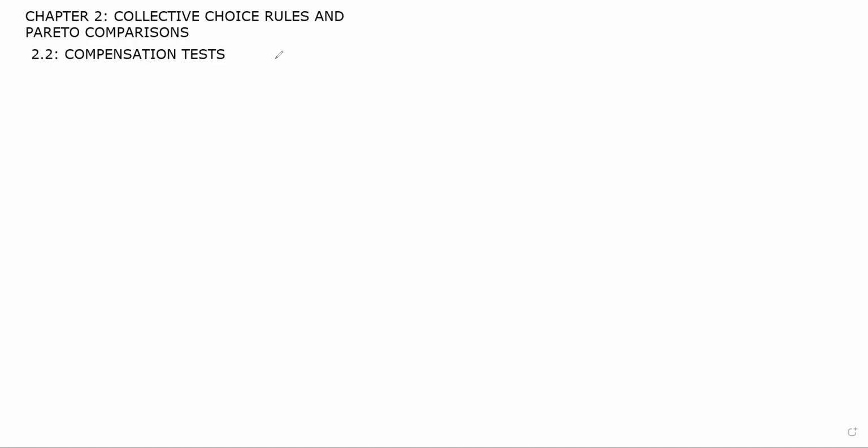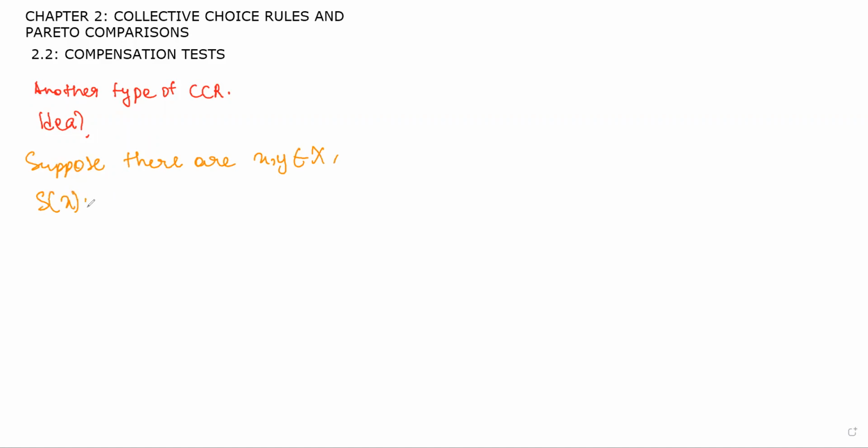We will now go into the concept of compensation tests. This is yet another way of defining a collective choice rule. Another type of collective choice rule. What is the idea? The idea is simple. Suppose there are x and y, which belong to X, the set of social states. Now, from x, you can redistribute, maybe using taxes, subsidies, etc., to various other social states. So let's call this set S_x, the set of social states we can go to from x using redistribution.